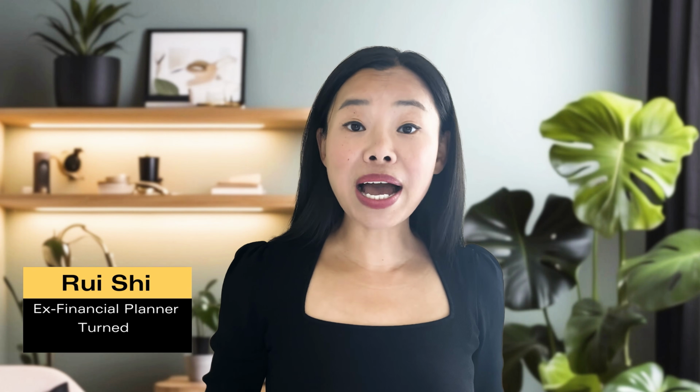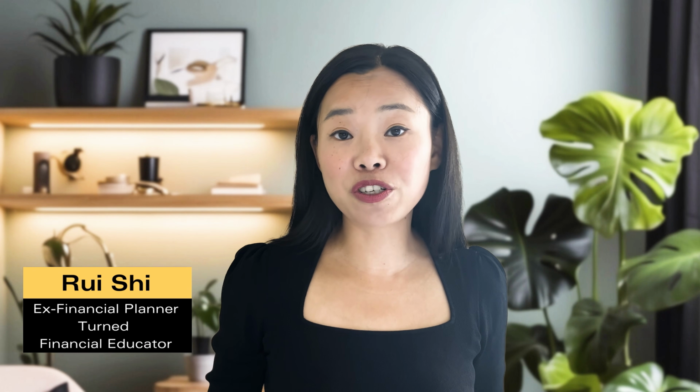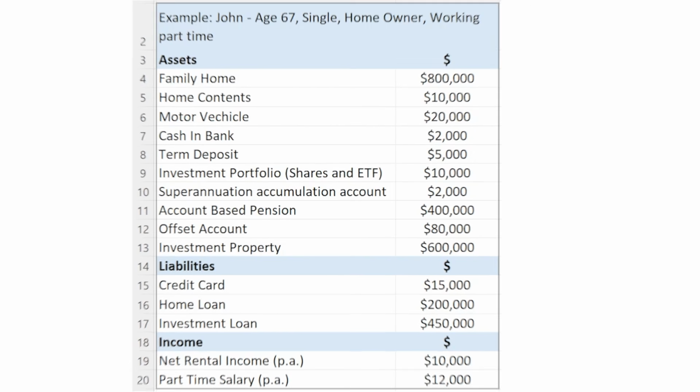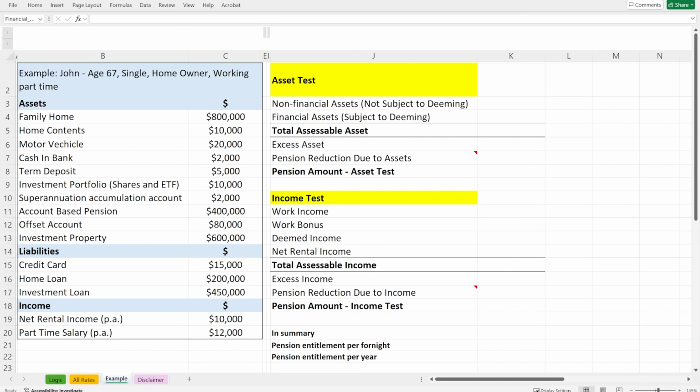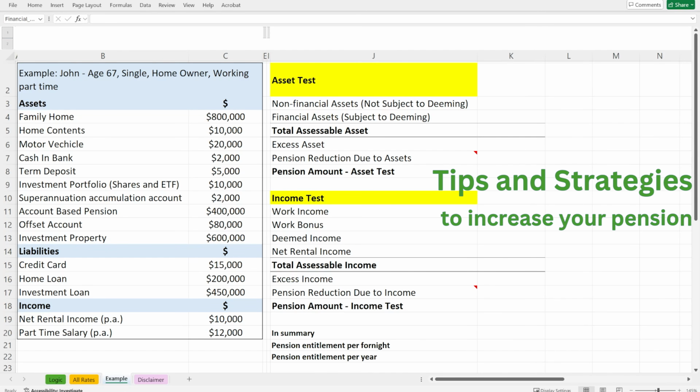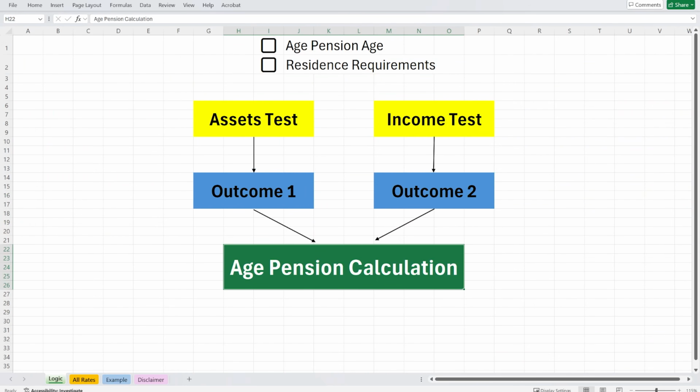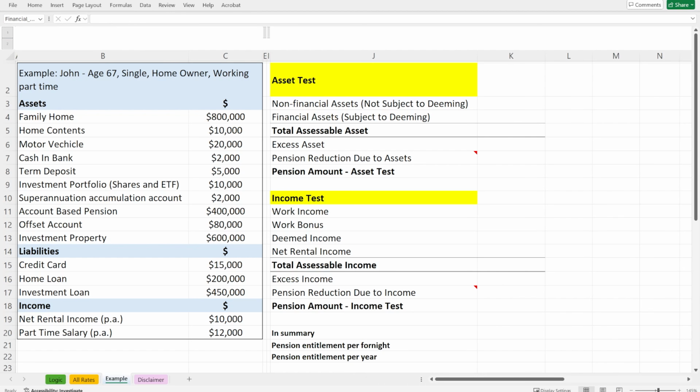This is your step-by-step guide to calculating the Australian age pension. I'll use an example to walk you through the assets and income test, and along the way, share some tips and strategies on how to increase your pension. Stick around until the end to get the exact Excel spreadsheet so you can get a head start on your own calculation. Let's dive in.